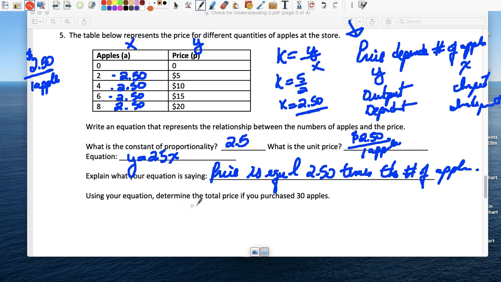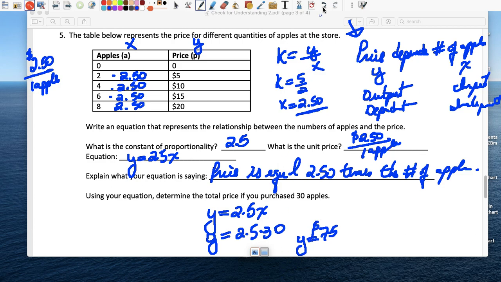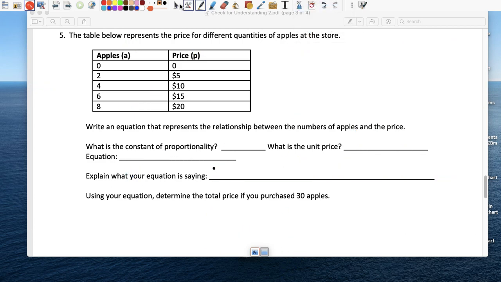Using your equation, determine the price if you purchase 30 apples. Well, here's my equation, y equals 2.5x, right? I want to know the total. The total is going to be 2.5 times how many apples? 30. And if you multiply that, you get 75. So y, the total that I pay at the register, is going to be $75. All right.